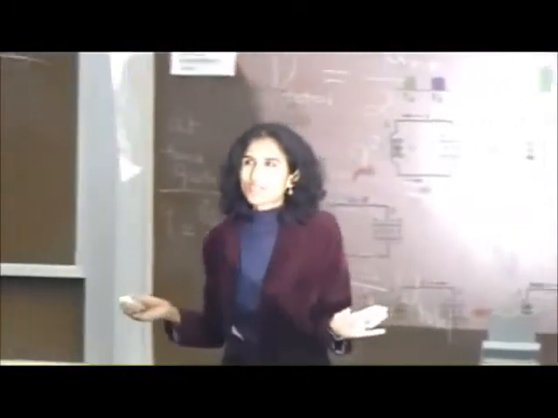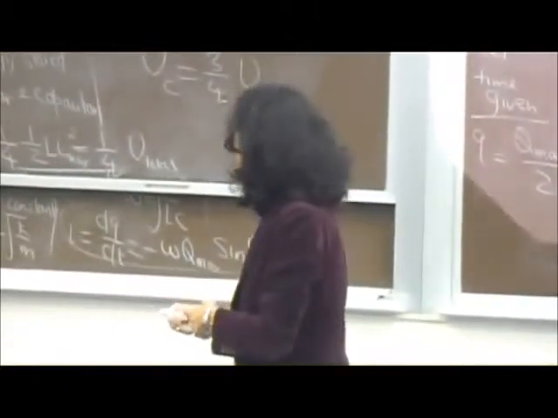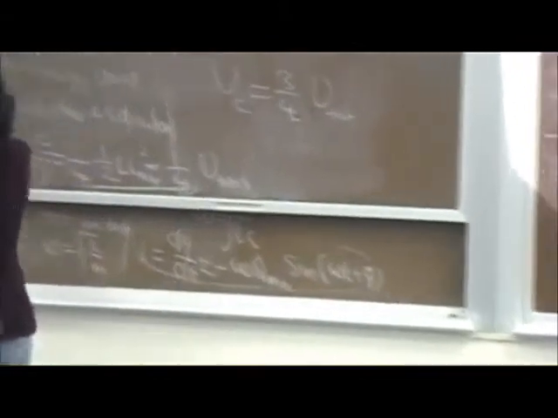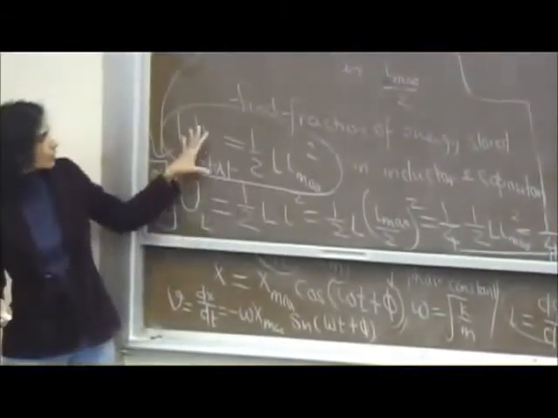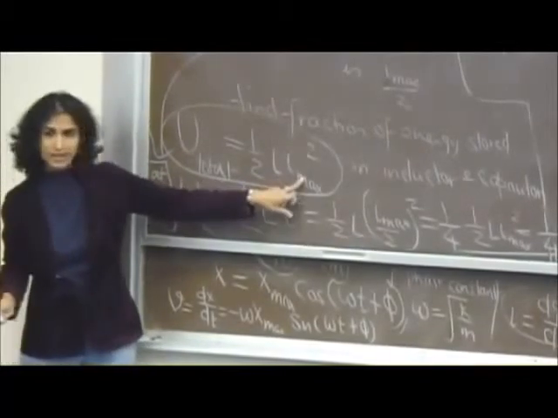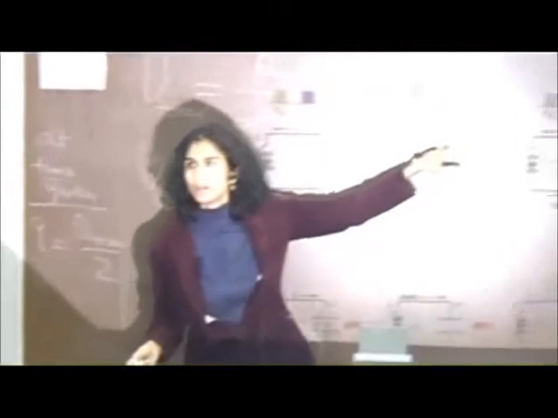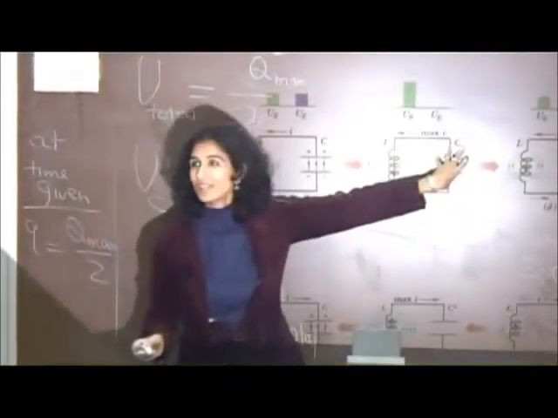Because I know that the total energy is not changing. Does that make sense, please? For neutral over there, it's 1/2 because Imax, the current at that time, is 1/2. Okay, this is the formula. Do you agree that when the current is Imax, there is no charge on the capacitor? There isn't. So is there any energy stored in the capacitor?